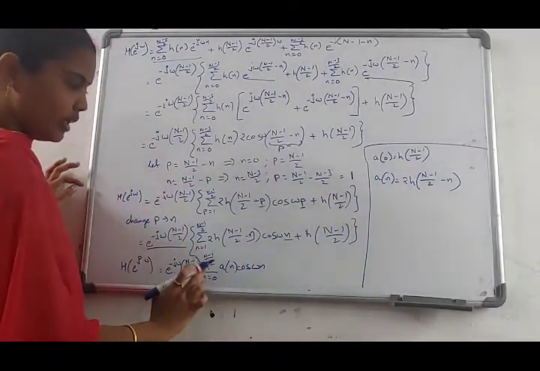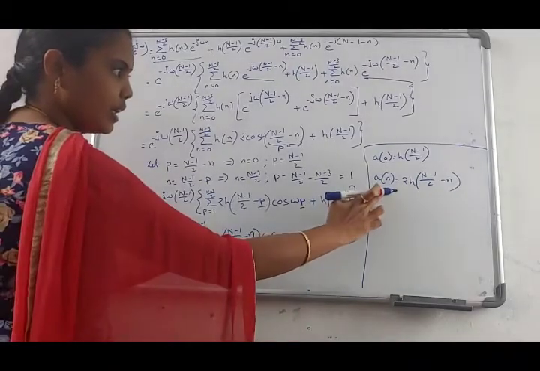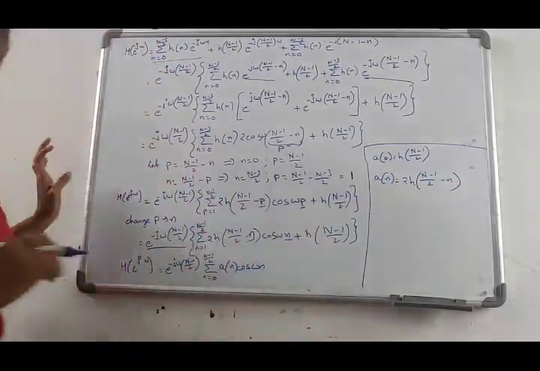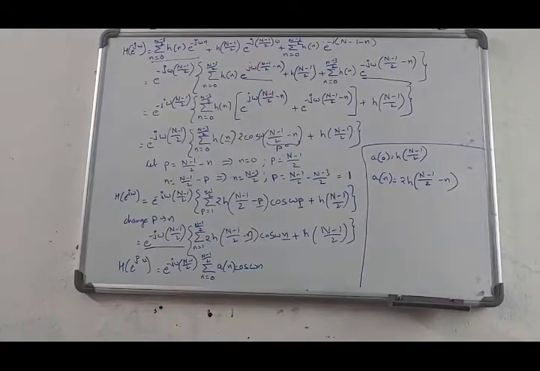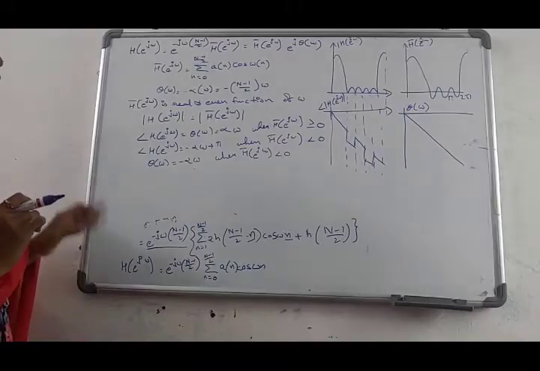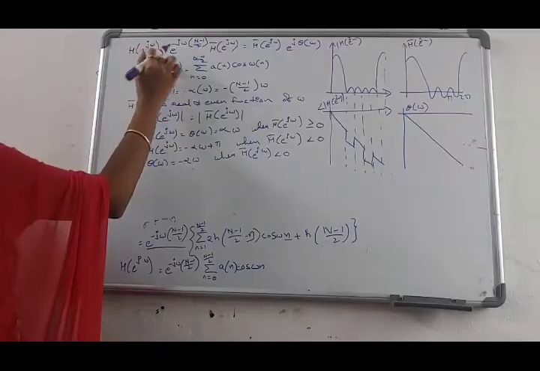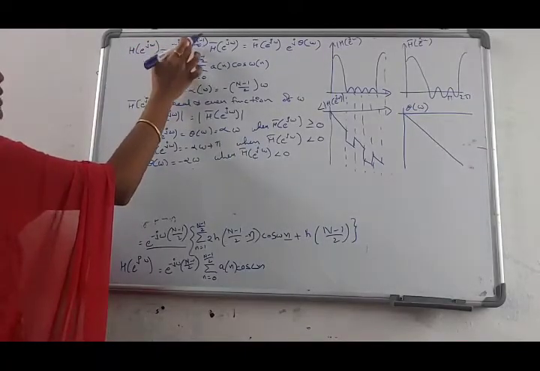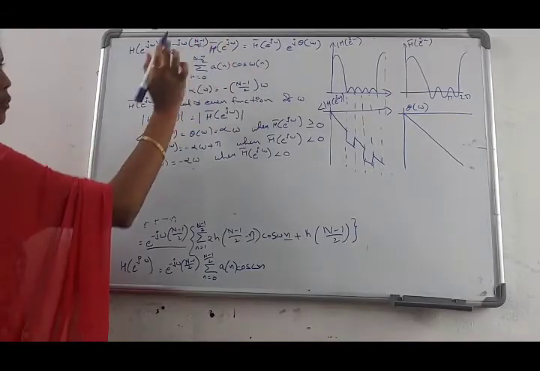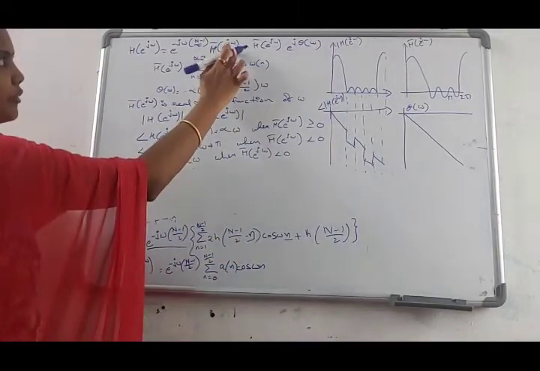Now this part is an. An is equal to 2h of n minus 1 by 2 minus n. Now you have to consider h of e power j omega is equal to e power minus j omega (n minus 1) by 2 into h bar of e power j omega. You have to write this as h bar of e power j omega.